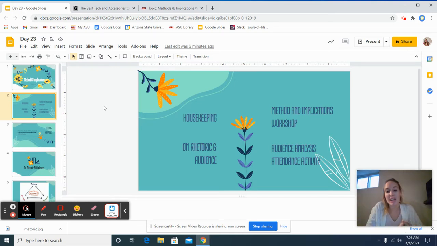But the methods and implications section, I know I keep calling it a section, but it's simply where you're explaining however you're explaining what your solution is. So when I say methods and implications, that's what I mean. And you may use these terms, you may not. So then I have a little activity for you, the audience analysis attendance activity.